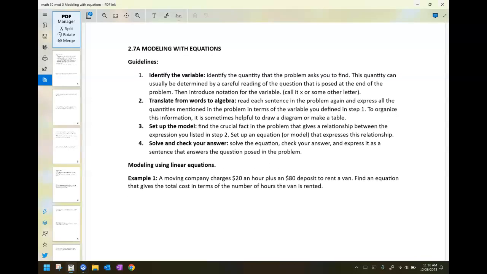Next, translate from words to algebra. Read each sentence in the problem again and express all the quantities mentioned in the problem in terms of the variable you define in step 1. To organize this information, it is sometimes helpful to draw a diagram or make a table. So at this point, you should think about what kind of formulas or theorems are related to this type of problem.